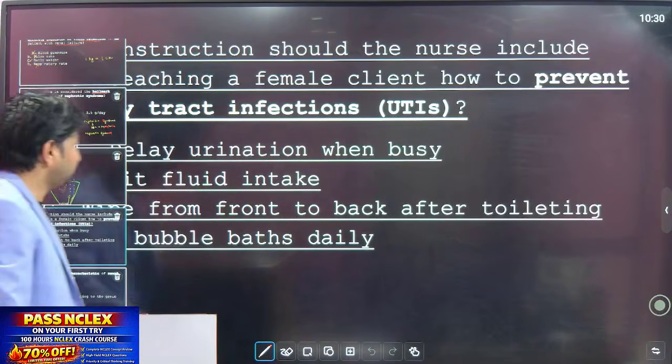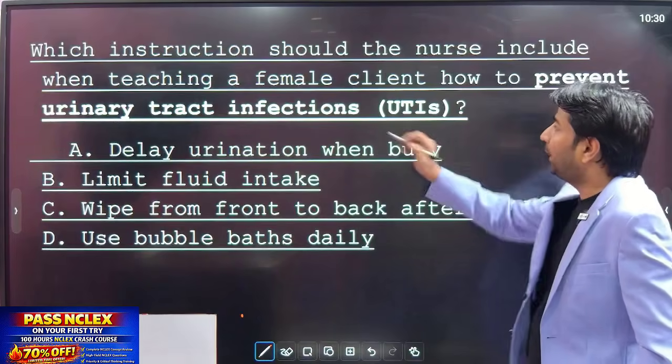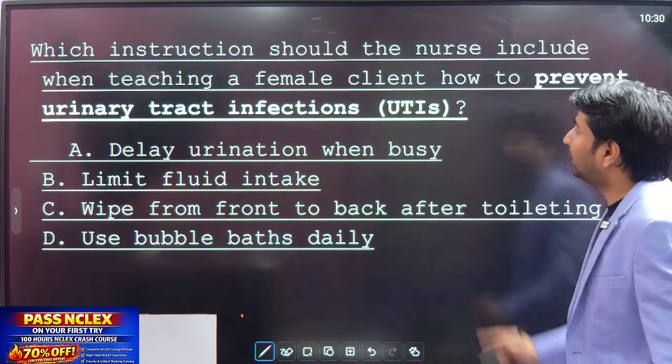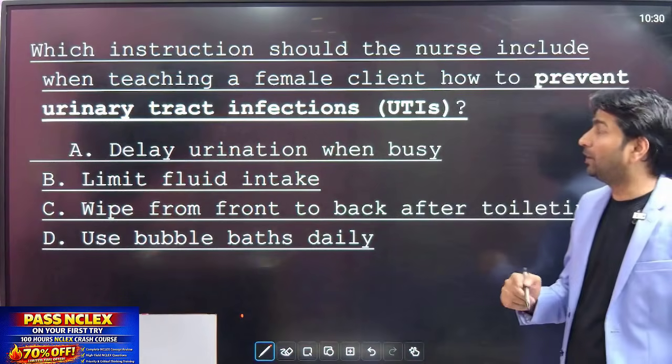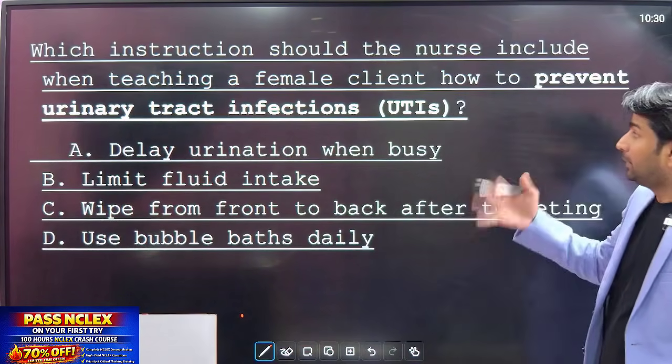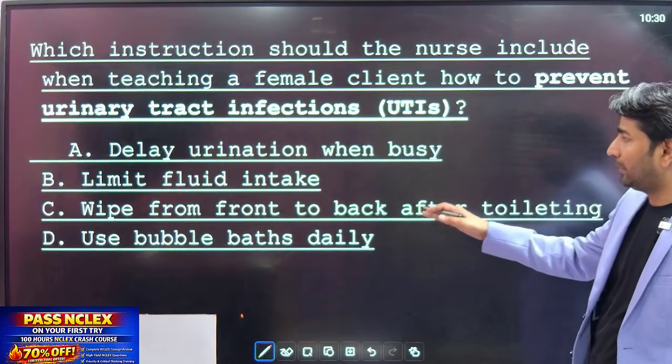Let's move on to the next question. Which instruction should the nurse include when teaching a female client how to prevent a urinary tract infection? So we need to choose the correct statement.